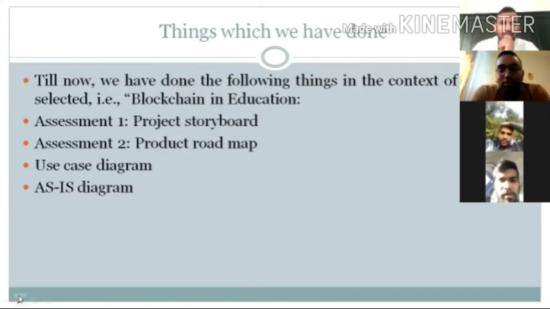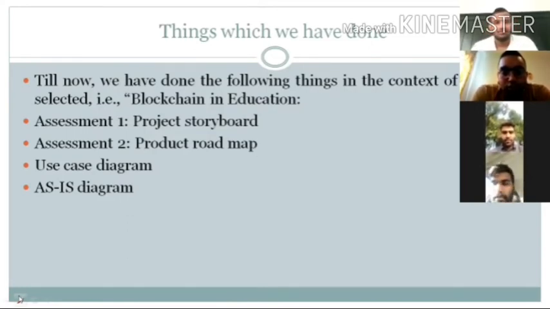Hello, my name is Ravinder. Today I'm going to talk about what we have done in this project. Till now, we have done the following things in the context of blockchain in education. For assessment one, we have done the project storyboard. In assessment two, we have done the project roadmap. And then next is the use case diagram. And last one, the AS-IS diagram. Next slide, please.